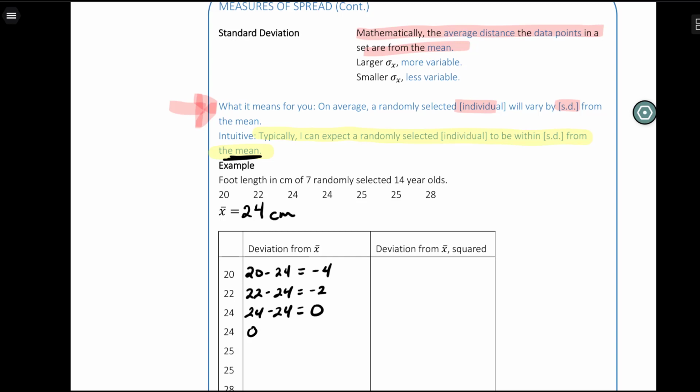And now we can start to see the pattern. That's going to be 0. 25 minus 24 is 1, and then 28 minus 24 is 4.